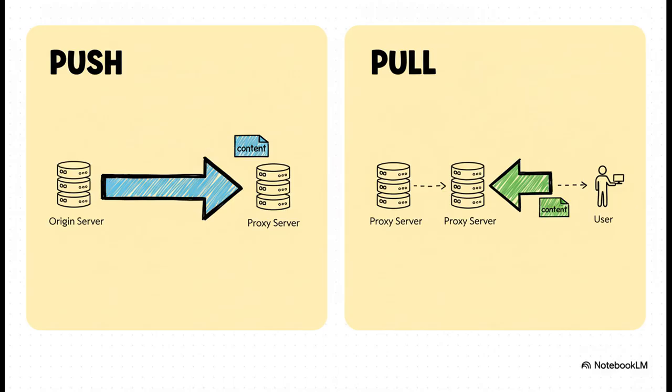In a push model, the content owner proactively uploads their files to the CDN. This is awesome for stuff you know will be popular, like a big software update or the main video on your homepage. The opposite is a pull model. Here, the CDN has no idea the content even exists until the very first user asks for it. At that moment, the proxy pulls it from the origin and saves a copy. This is perfect for things like user-generated photos on a social media site where you have millions of files and no idea which one will be requested next.